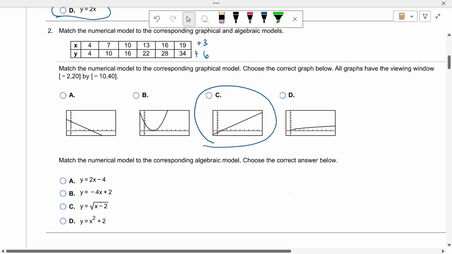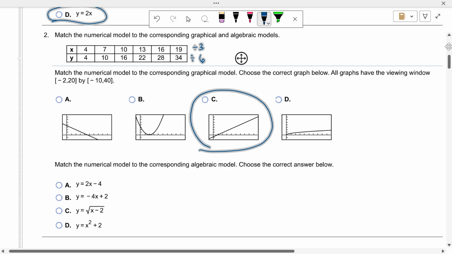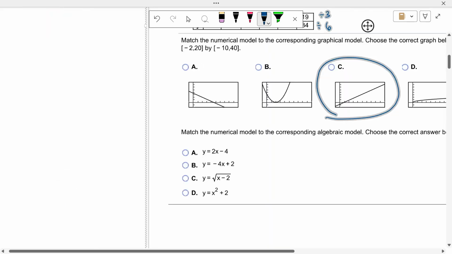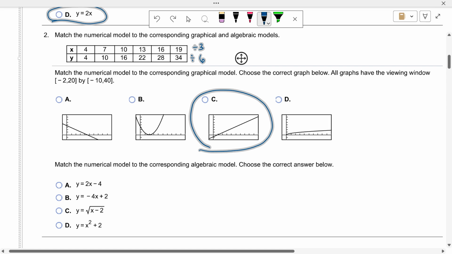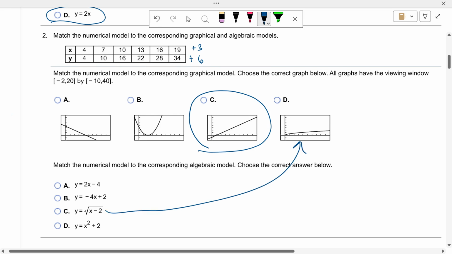Now looking at this graph, which of these would make sense? Well, a square root function. Oh, I didn't want to do that. Undo, undo, undo. Okay. I don't want you highlighted. A square root function will look like that. A squared function will look like that. Okay.